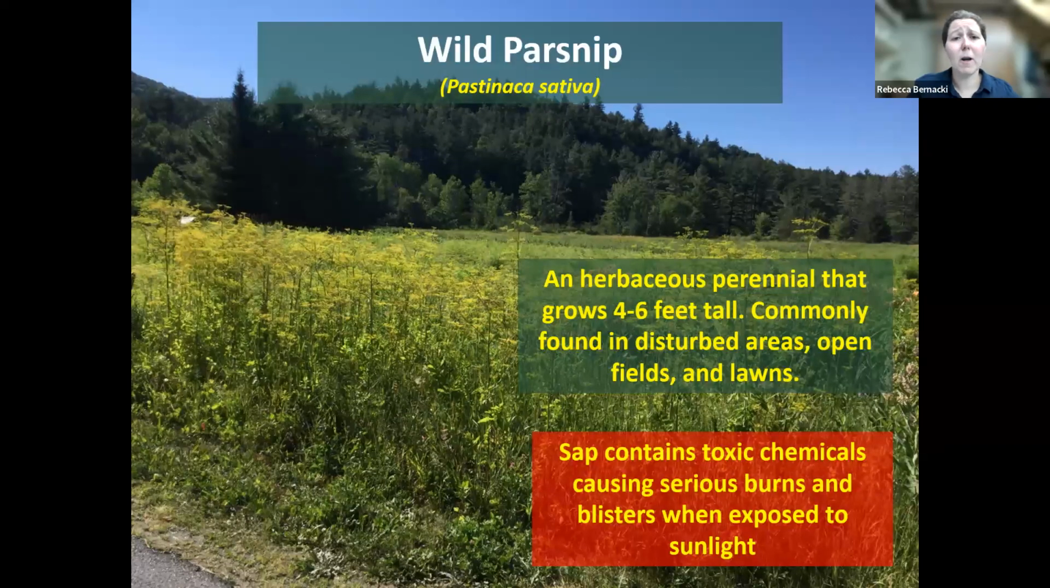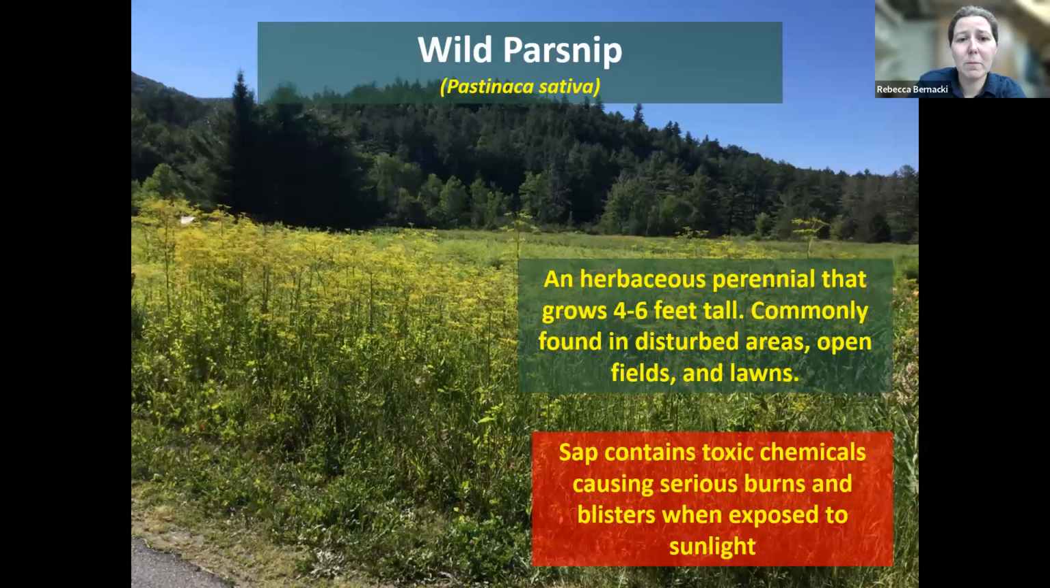The next species we'll talk about is wild parsnip. It is wild parsnip season out there, folks. I have seen so much wild parsnip driving around the park in the last few weeks. It's crazy. So wild parsnip is an herbaceous perennial that grows 4 to 6 feet tall. They're very, very commonly found in disturbed areas. I see this in highway medians a lot, and right-of-ways, open fields, lawns, those sorts of disturbed areas.